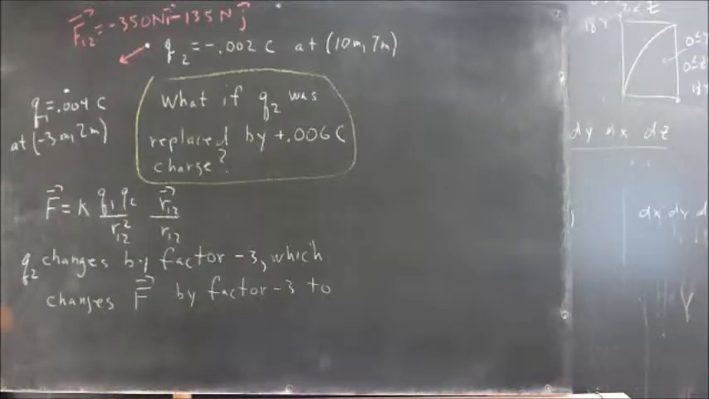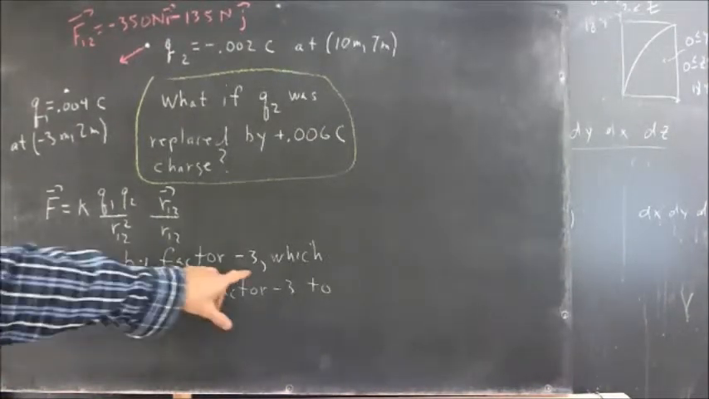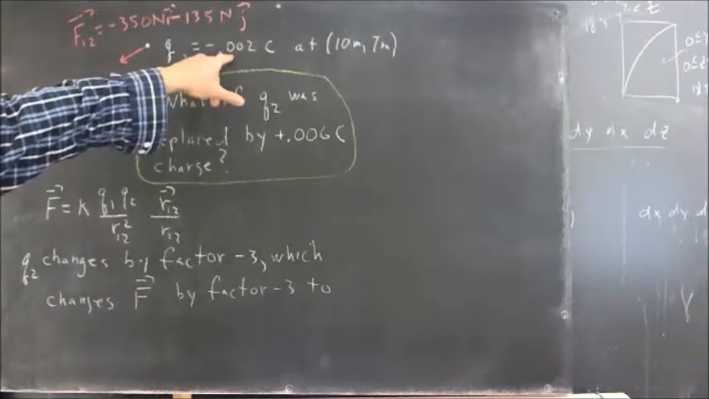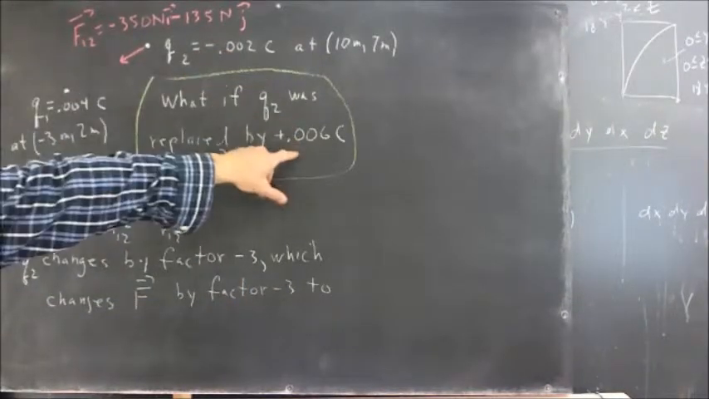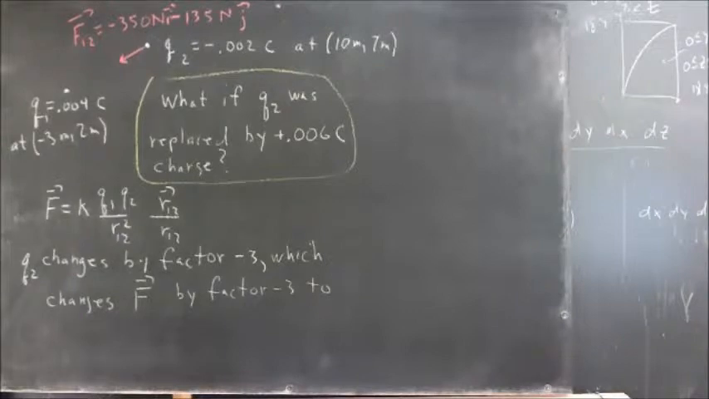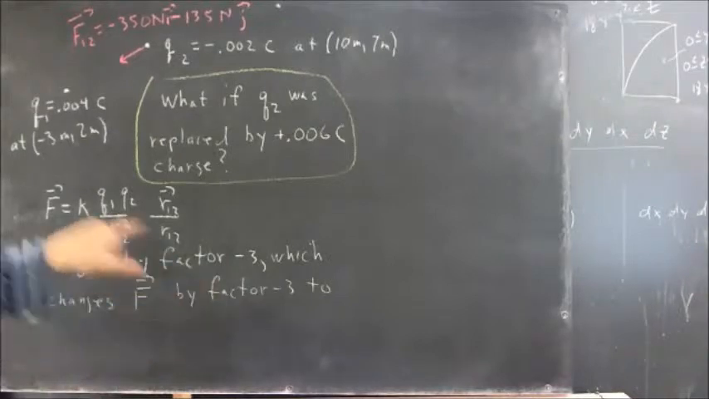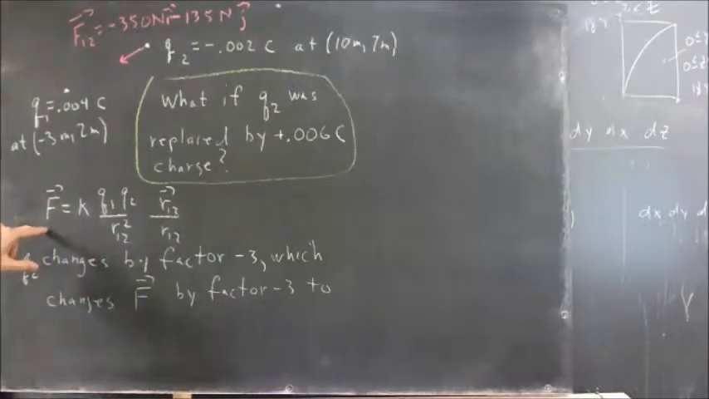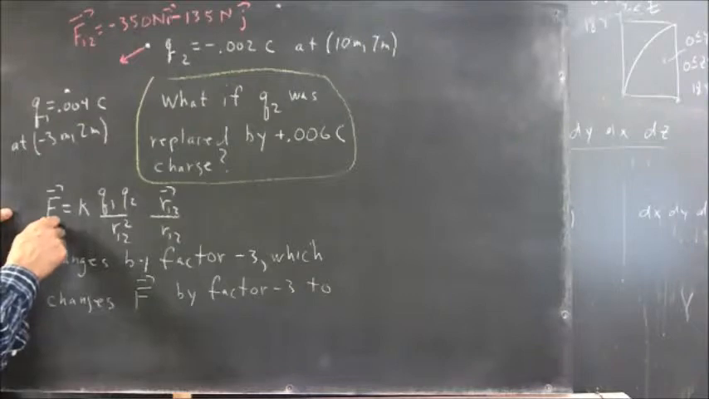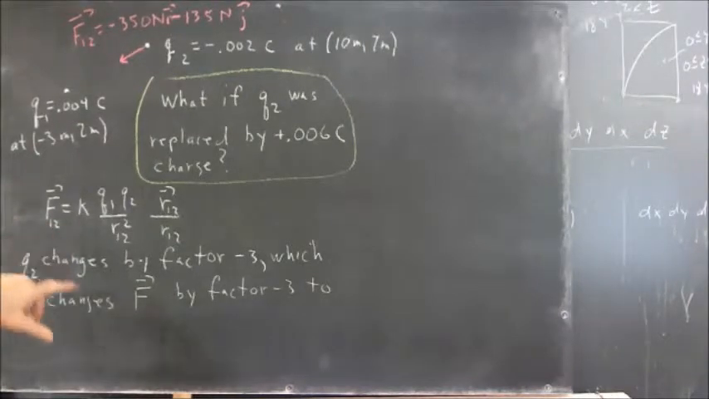Okay, well, Q2 changes by a factor of negative 3. If we multiply this Q2 by negative 3, we get positive 0.006 coulombs. That should be very easy to calculate and to understand. What's that going to do here? Well, Q2 is a factor of the calculation for F, and everything else is the same, so that's going to change the force F12 by a factor of negative 3. So what's the new F12?